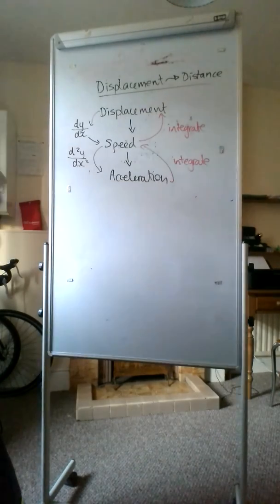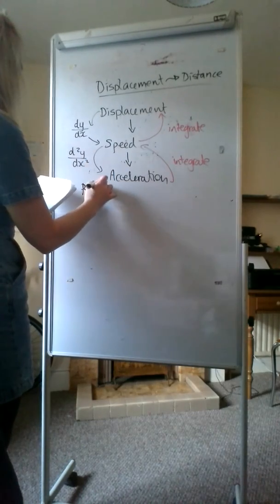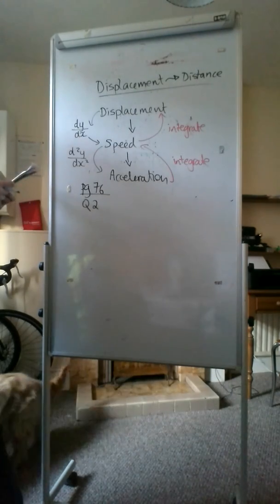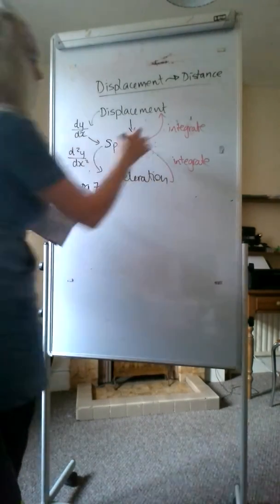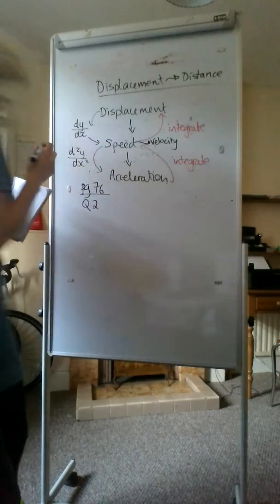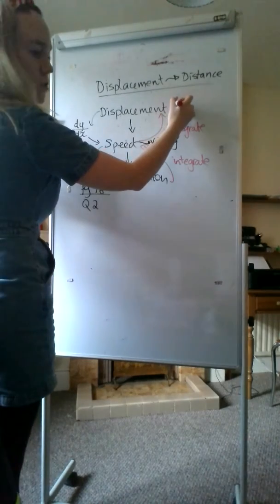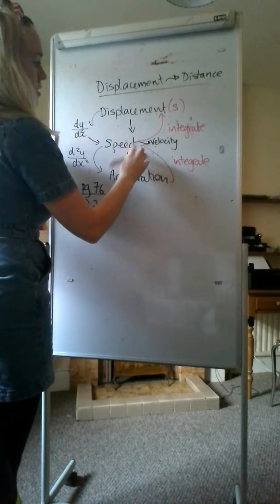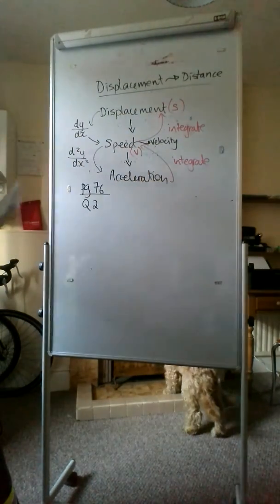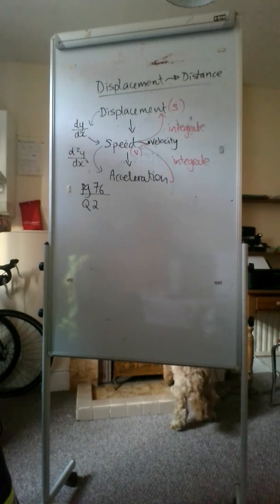So I'm going to do an example. On page 76, I'm going to do question 2. Another thing to note here is that speed can also be called velocity. And displacement is usually signified as an S, and speed and velocity is usually signified with a V, okay? It's a bit annoying that the S is the letter, because S sounds like speed.